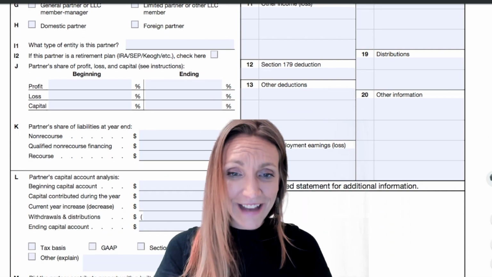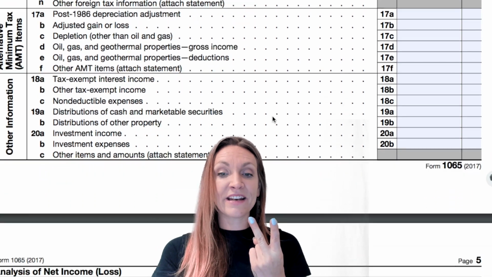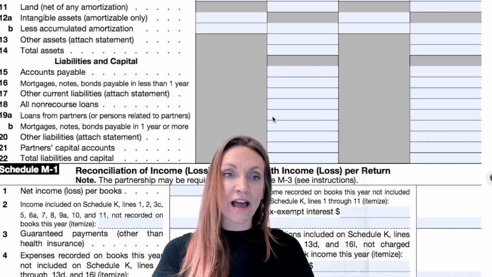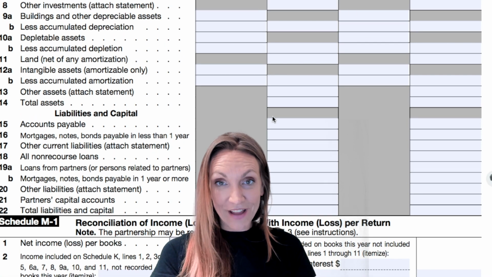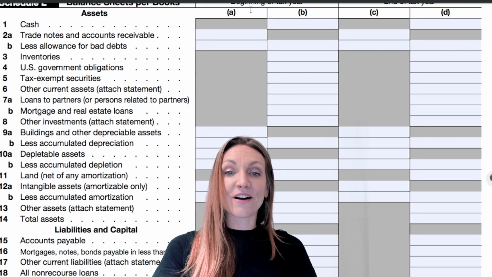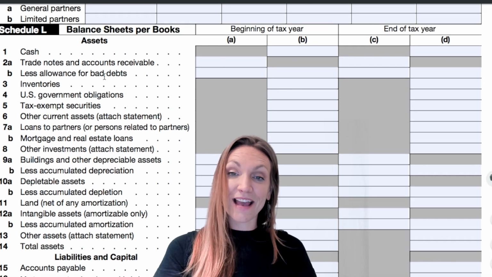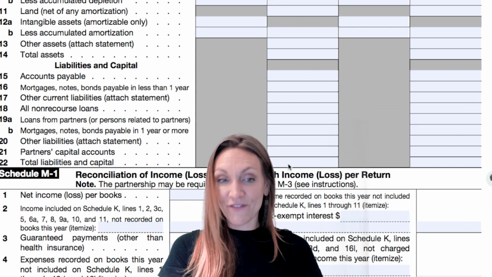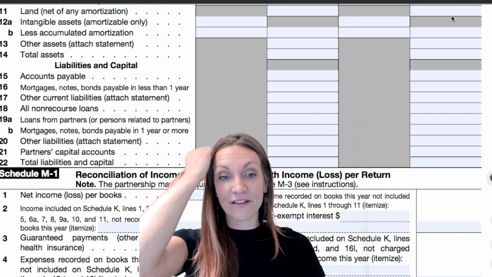So as long as there isn't more than 250,000 in sales or a million in assets, you don't need to complete this last page, Schedule L, M-1, and M-2. If you have reached that threshold, then you do need to complete it. So you enter your beginning of year balances and end of year balances. And then you have your balance sheet. So you should have a report through your accounting for your balance sheet.